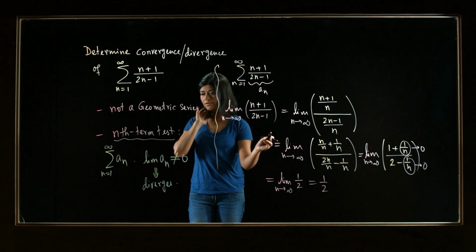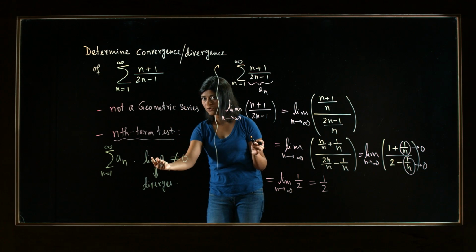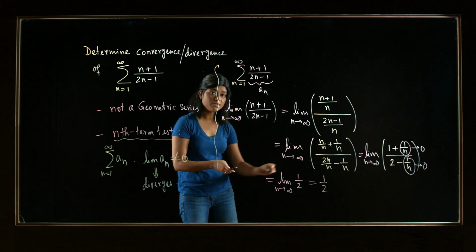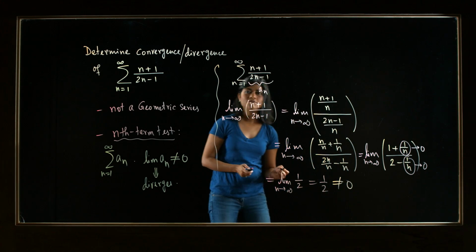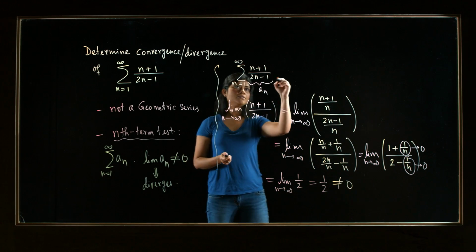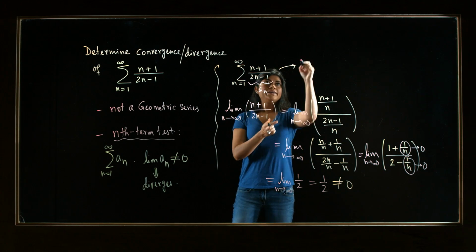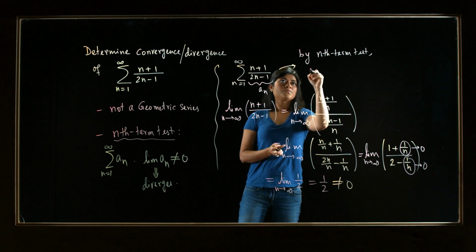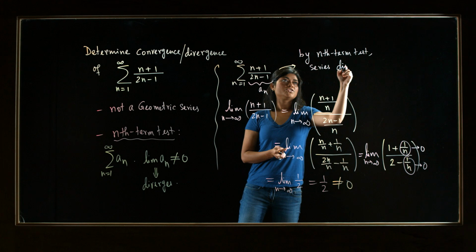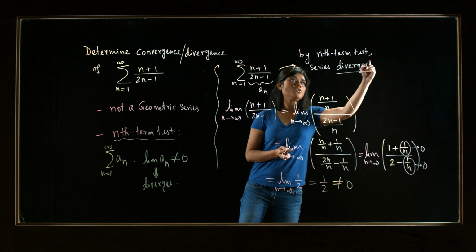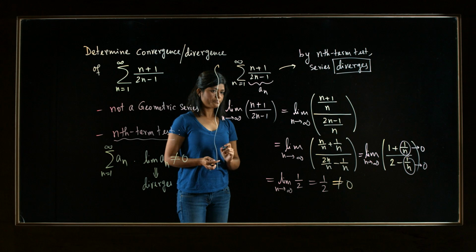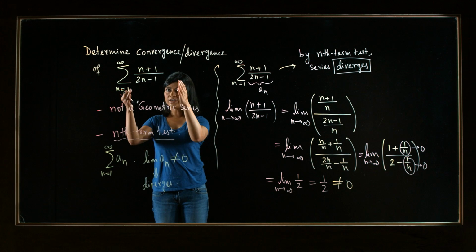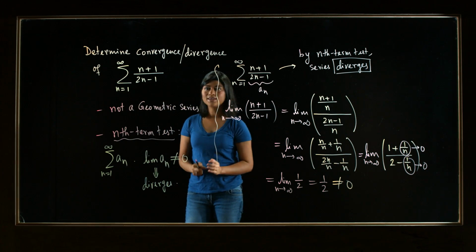Don't forget what we are doing. We are applying the nth term test. What do we want to see? We want to see if the limit is not 0, and that's exactly what's happening. The limit is 1/2, therefore it's not 0. So the nth term test tells us that the series diverges since the limit is not 0. This concludes the first part of the problem: we have concluded that this series will diverge using the nth term test.